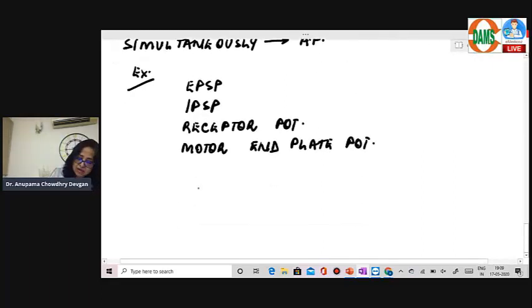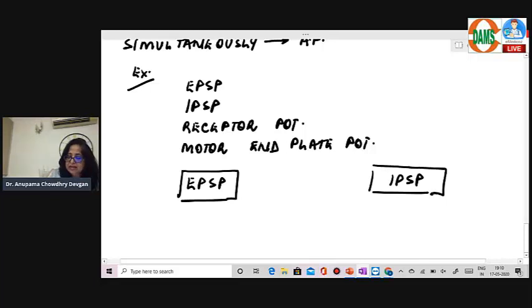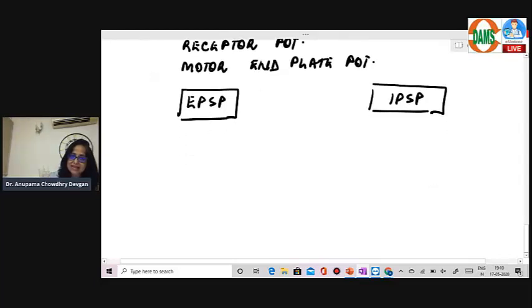Now, let's have a little detailed look at EPSP and IPSP, the excitatory postsynaptic potential and the inhibitory postsynaptic potential. Now, what is excitatory?